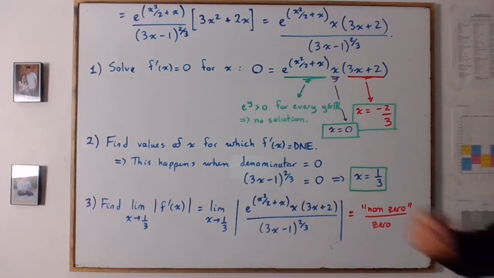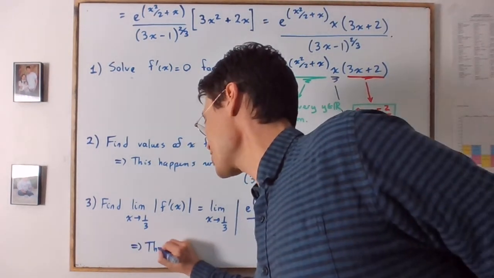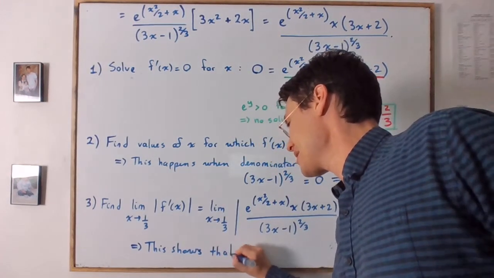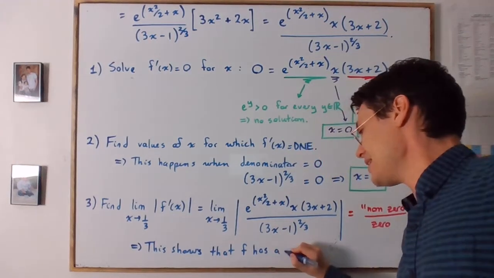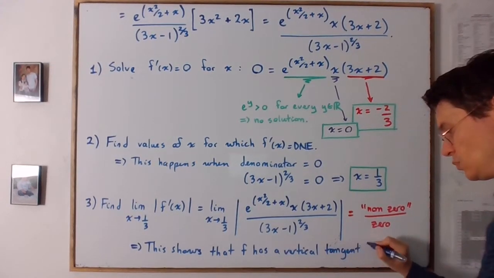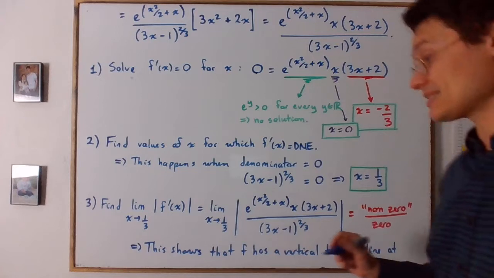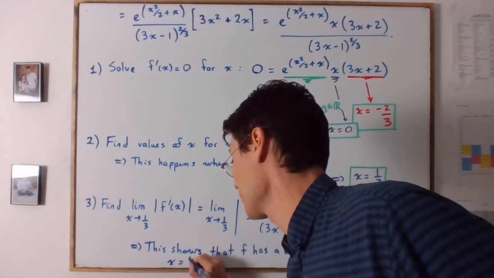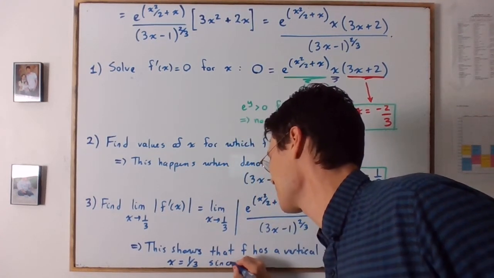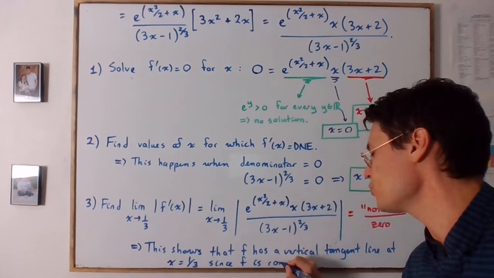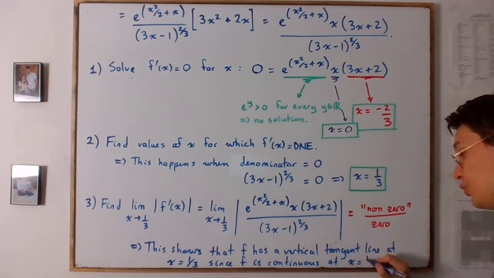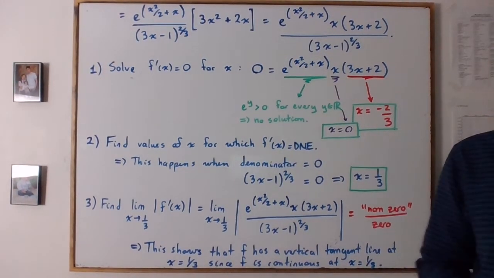Okay, so this shows that f has a vertical tangent line at x equals 1/3, not 1/2, since f is continuous at x equals 1/3. And you can easily see this from the function itself.